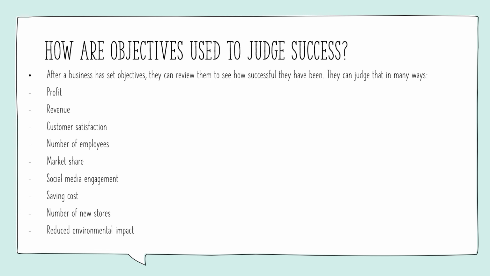After a business has set objectives, they can review them to see how successful they have been. They can judge that in many ways. They can judge that based on their profit, their revenue, their customer satisfaction, the number of employees they have, their market share, their social media engagement, how much cost they've saved, the number of new stores they've opened, and how much they have reduced their environmental impact.